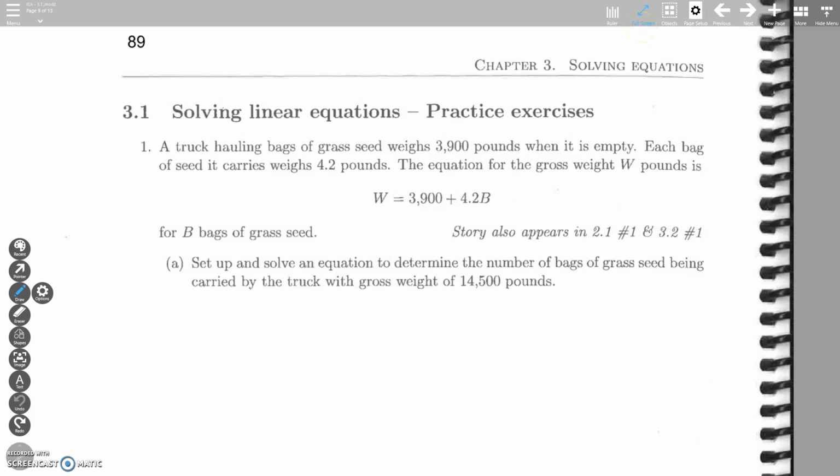Okay, welcome back. Now we're going to look at a couple of examples. We're going to start with question number 1, which is on page 89. Let's read the story here first.